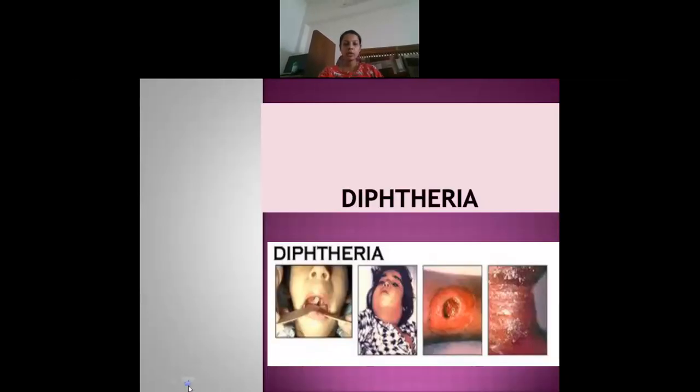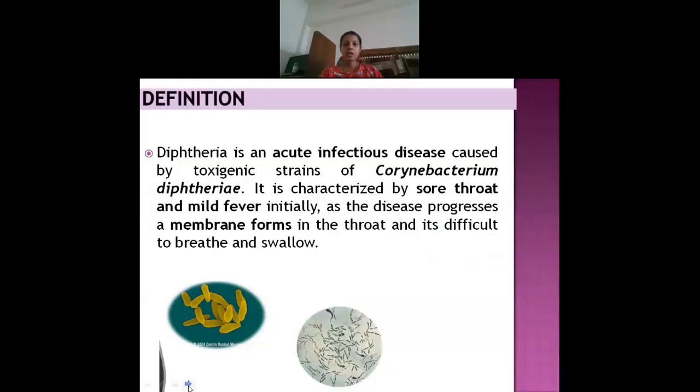So we'll move on to the continuation of communicable diseases. The next topic we will deal with is diphtheria. So diphtheria is actually caused by the bacteria Corynebacterium diphtheriae, and it is an acute infectious disease.